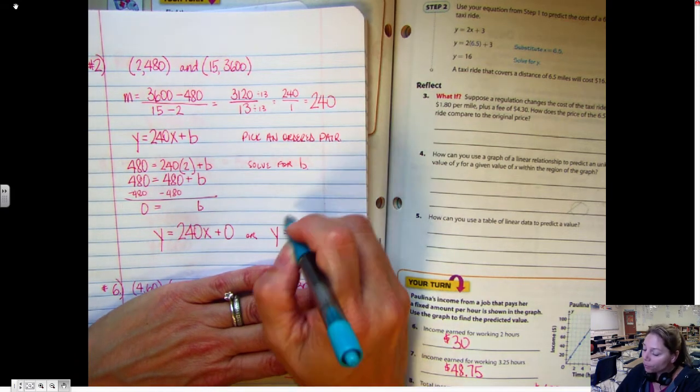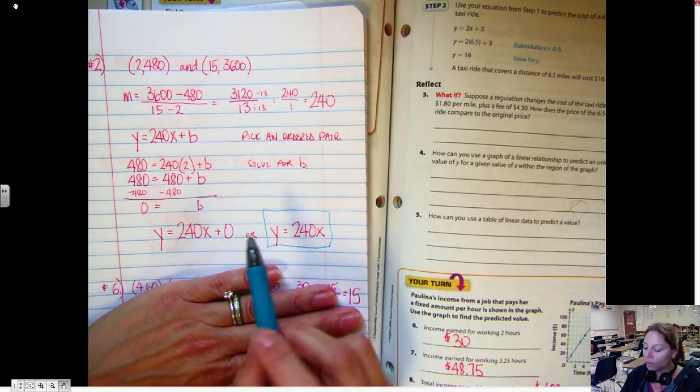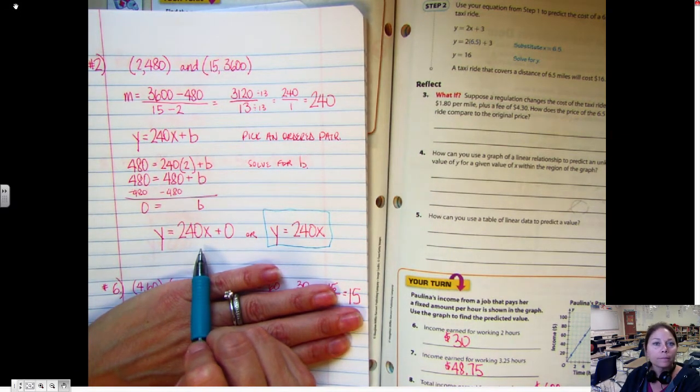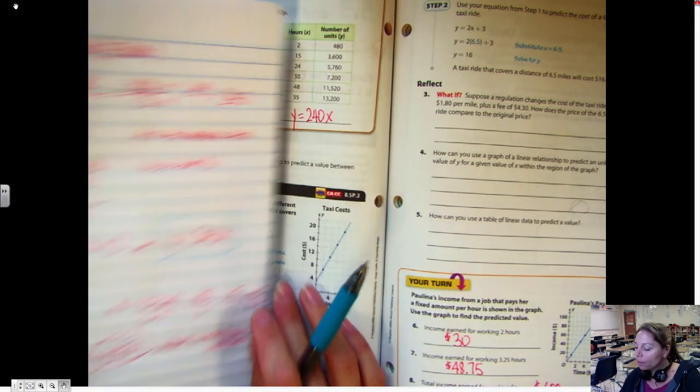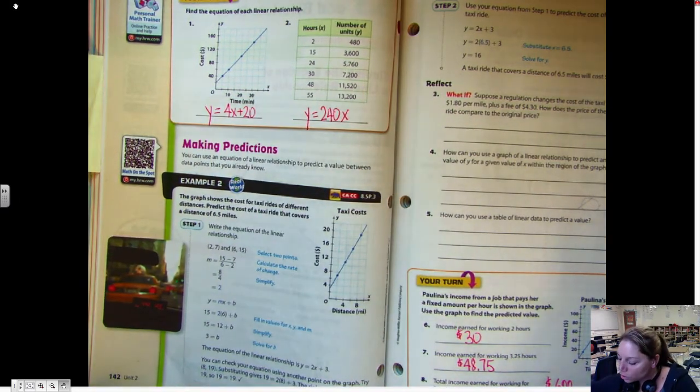So this would be the preferred equation that you write because it is more simple and simplified than this one. However, they are both correct. Okay, so now we're going to move on to the next section in the book, which is called Making Predictions.